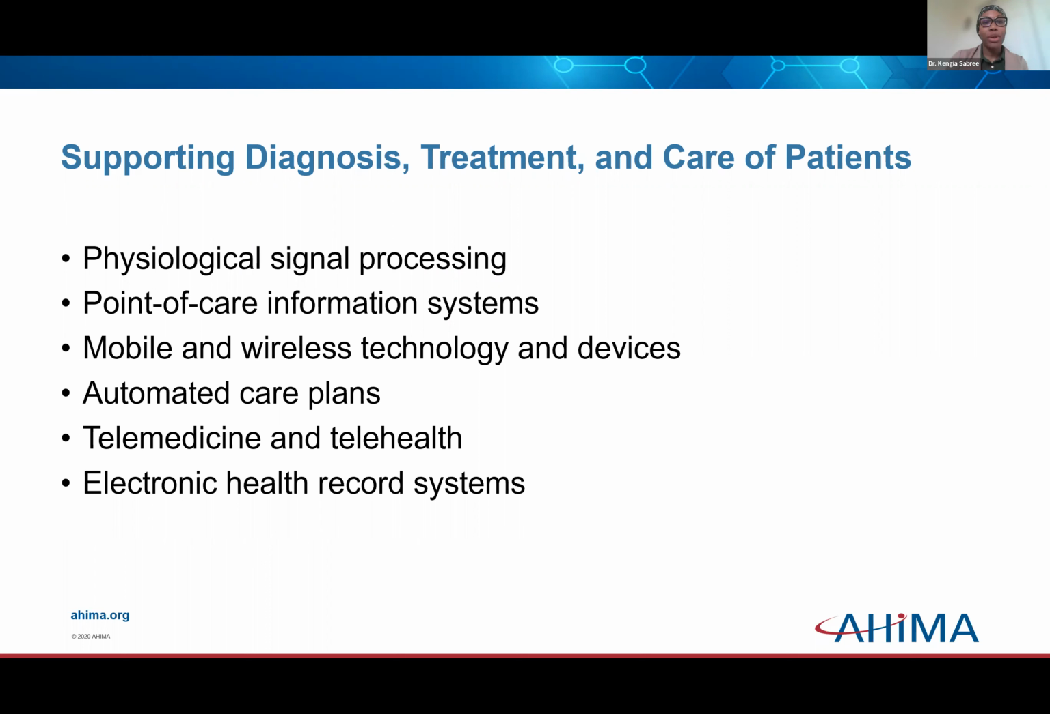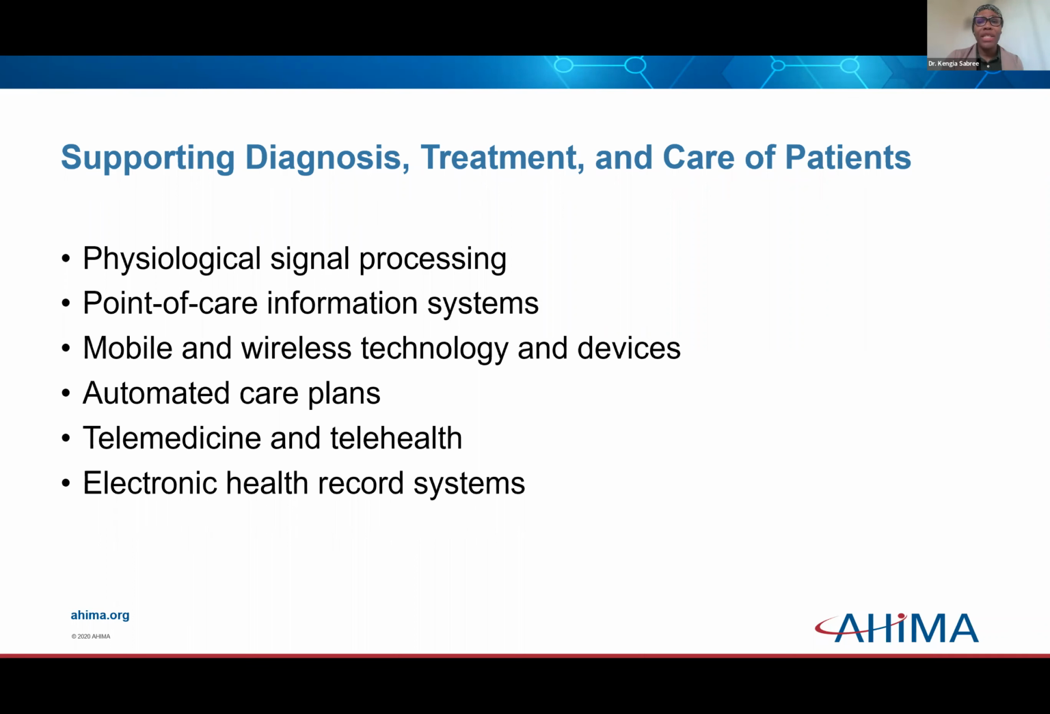Okay, we're still talking about supporting diagnosis, treatment, and care of the patient. Many current and emerging information technologies are used to support the diagnosis, treatment, and care of the patient. For purposes of this chapter, the following technologies are highlighted: physiological signal processing systems, point of care IS systems, mobile and wireless technologies and devices, automated care plans, clinical practice guidelines, clinical pathways and protocols, telemedicine and telehealth, and electronic record systems. Let's talk about each of those real quick.